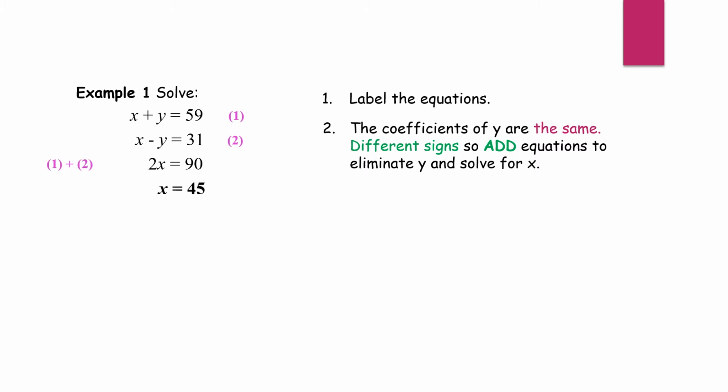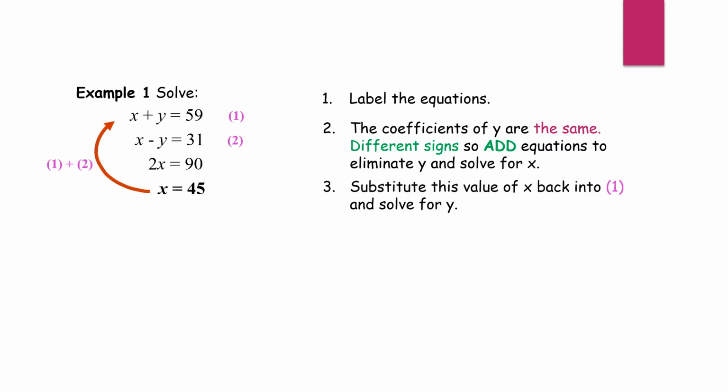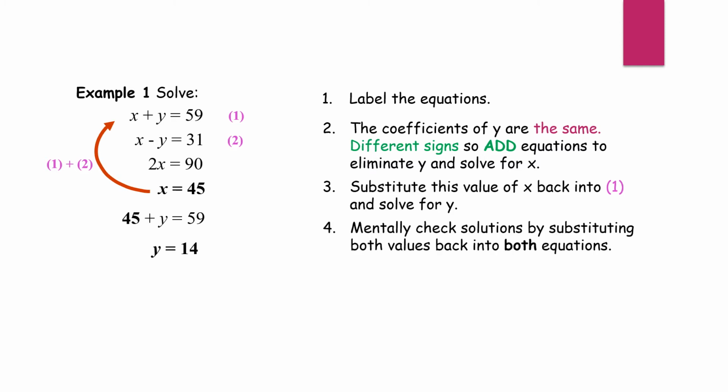The next thing we need to do is substitute that value of x back into equation 1 and solve for y. If we take that x equals 45 and replace the x, we get 45 plus y equals 59. Now we need to take away 45 from both sides, applying the inverse process to isolate y, and we get y equals 14.